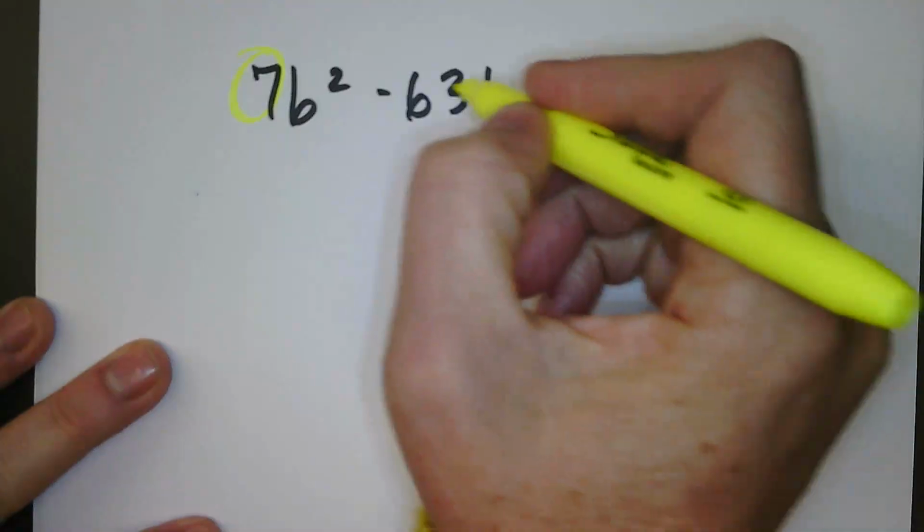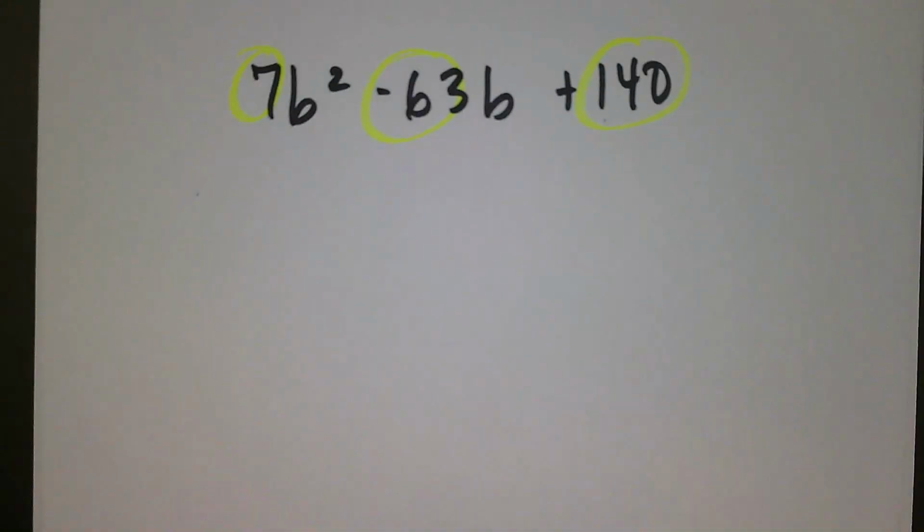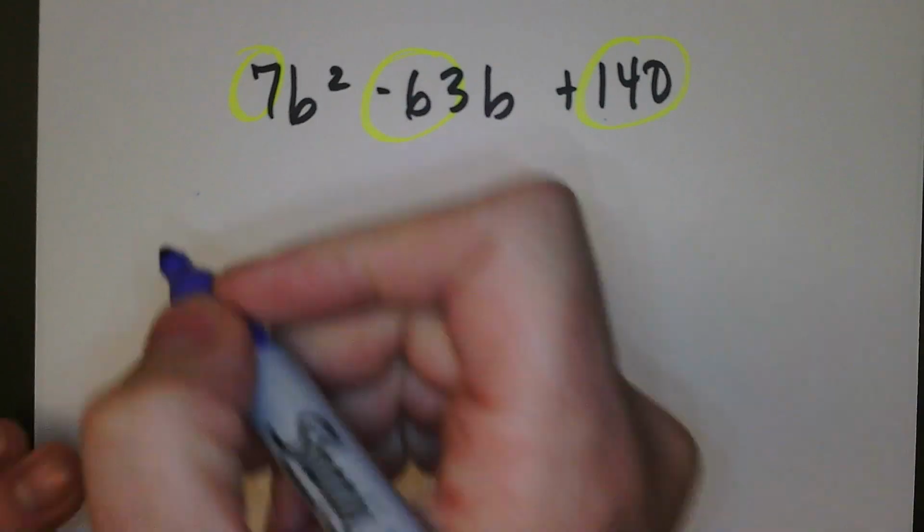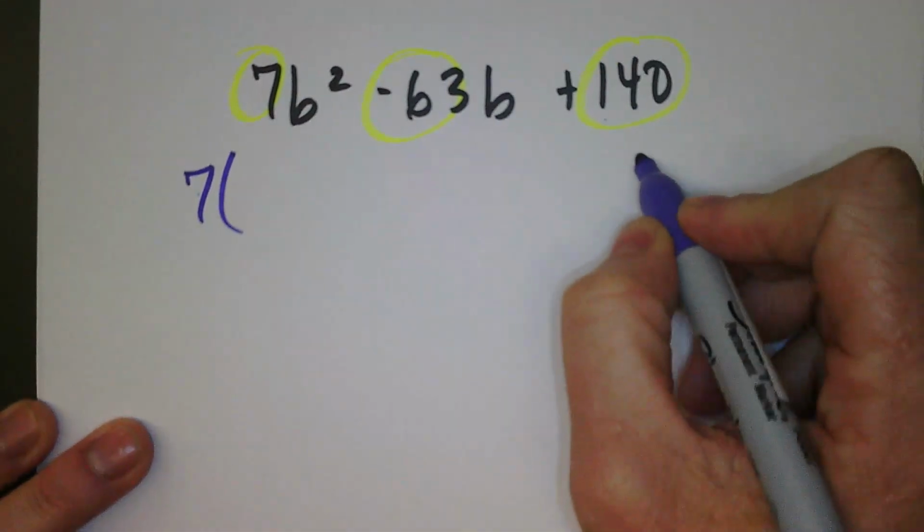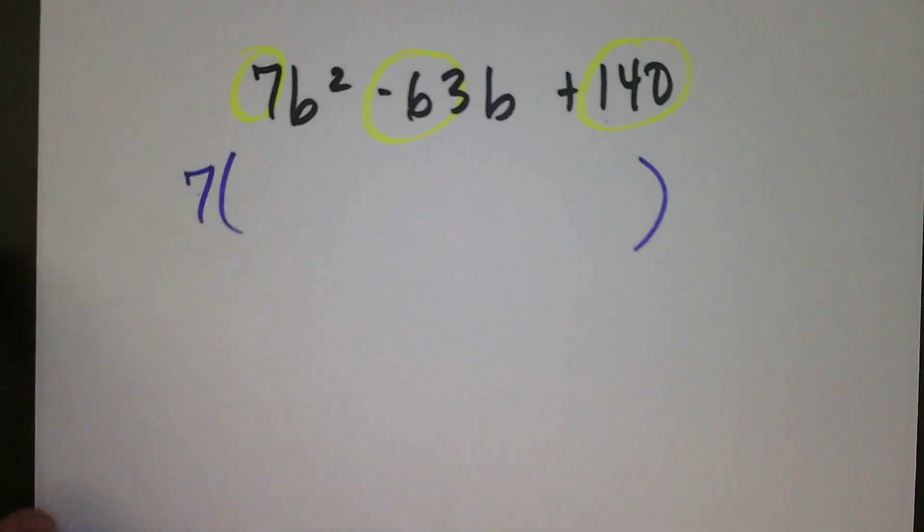I want to look at the numbers 7, negative 63, and 140 and pull out a number that goes into all of them to get these things smaller and leave behind something that is easier to factor. So looking at that, I can tell that the number 7 goes into all of those. So I'm going to factor that out. I'm going to pull it out with multiplication.